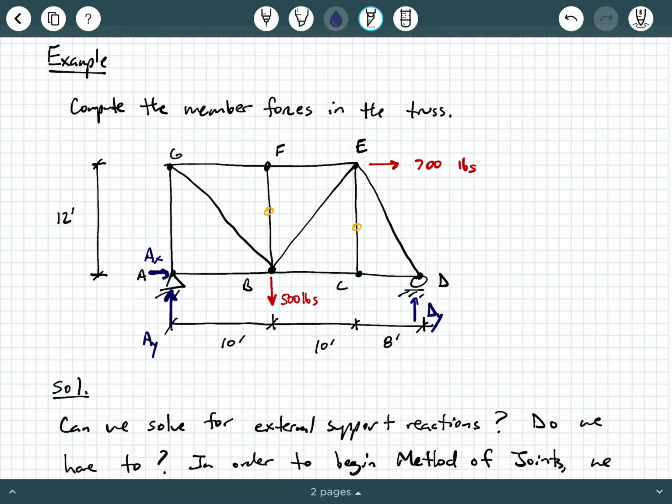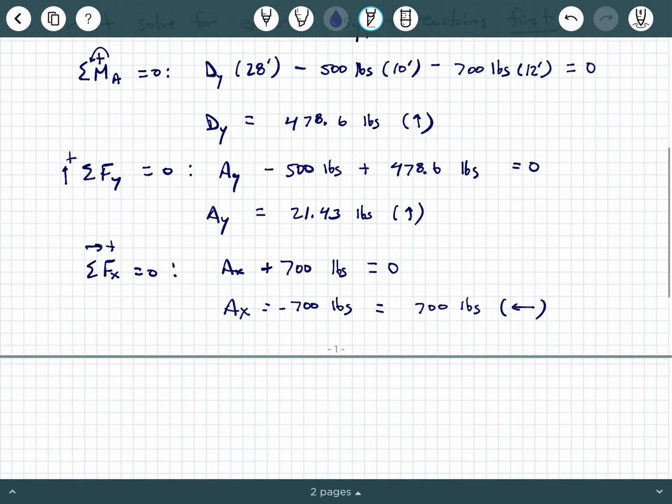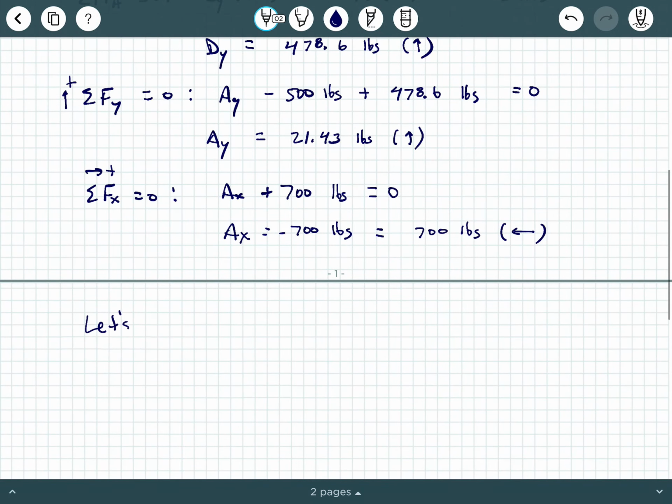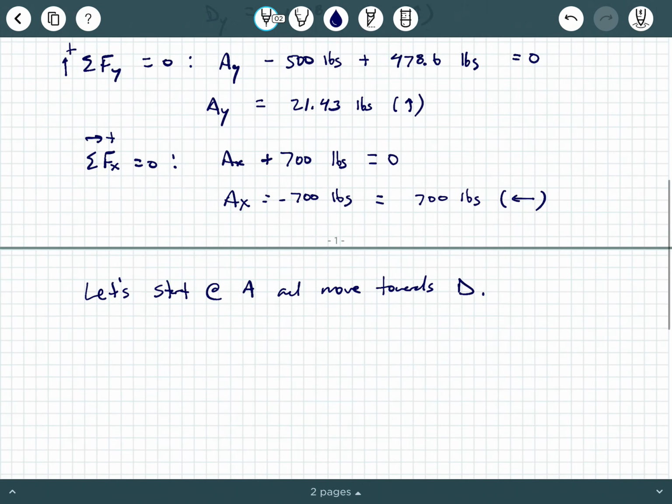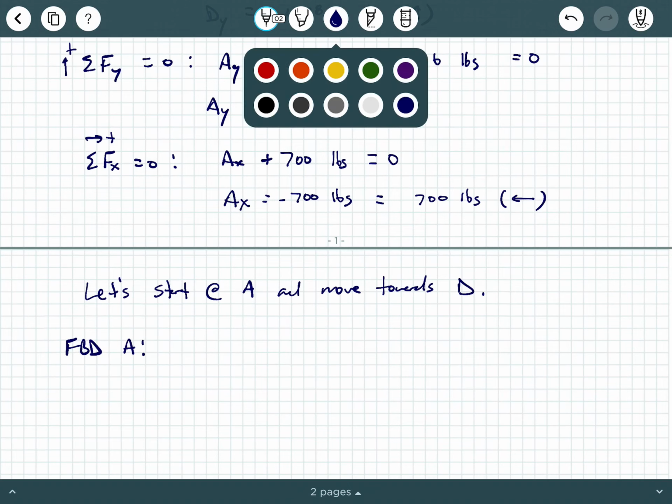I prefer to pick a joint to start at and just move to the opposite end of the truss. So how about we just start at A and we perform our calculations and we move towards the right side of the truss, okay? I don't think it's a good idea to hop around from joint to joint and not go in order. That's a good way to confuse yourselves. So I'm gonna make a comment here. I'm gonna say let's start at A and move towards D. Okay, so I'm gonna start by saying let's look at a free body diagram of joint A.